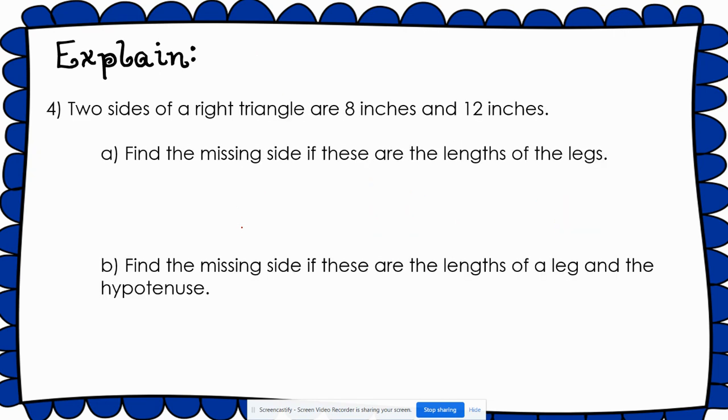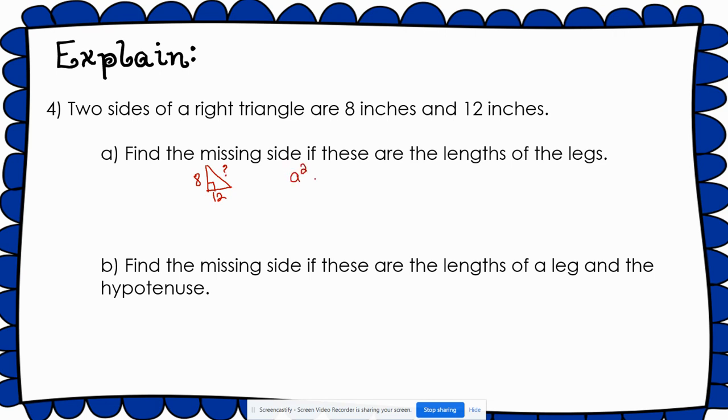Number 4, two sides of a right triangle are 8 inches and 12 inches. Find the missing side if these are the lengths of the legs. So if 8 inches and 12 inches are the lengths of the legs, then when I plugged that in and I drew a triangle, 8 and 12 would be here. And I would be missing a hypotenuse.